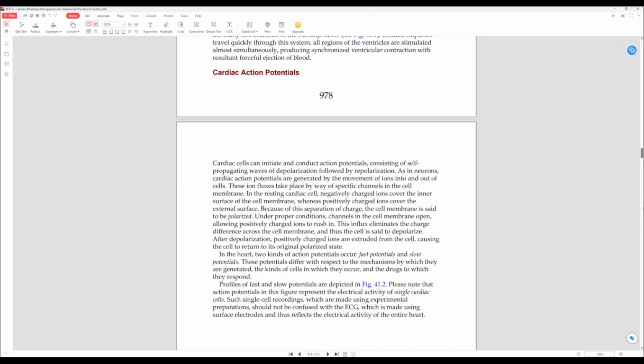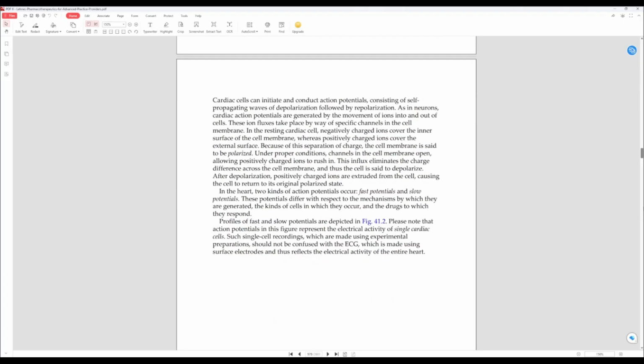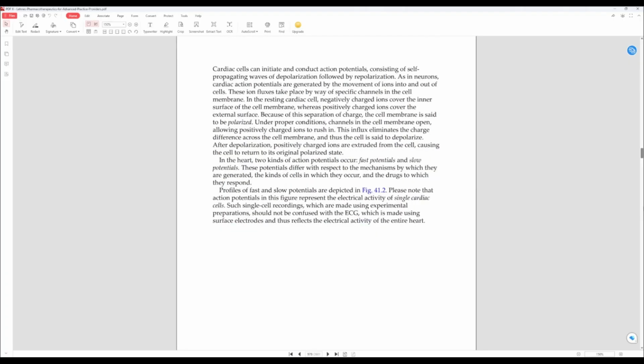Cardiac action potentials. Cardiac cells can initiate and conduct action potentials, consisting of self-propagating waves of depolarization, followed by repolarization. As in neurons, cardiac action potentials are generated by the movement of ions into and out of the cells. These ion fluxes take place by way of specific channels in the cell membrane.